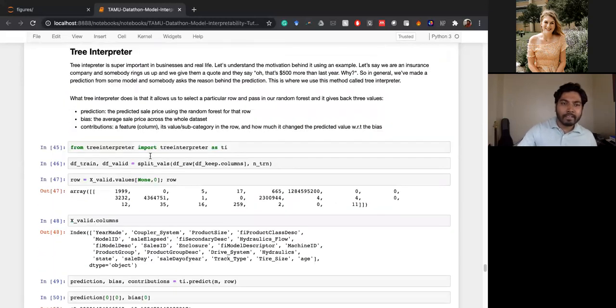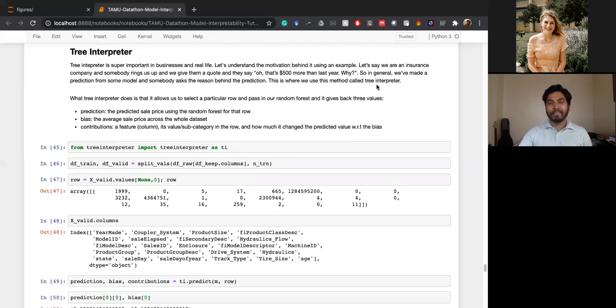Now the last section I'd like to cover is tree interpreter. This is specific to random forests, or I think it should also be applicable to boosting algorithms. Tree interpreter is something that is very important in businesses and in real life. So let's try to understand the motivation behind it.